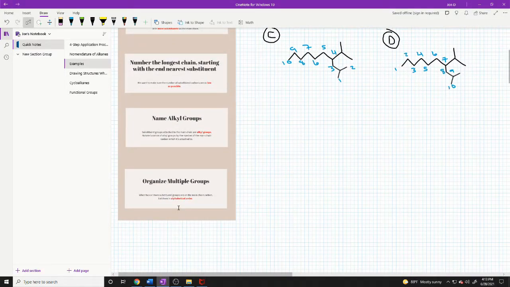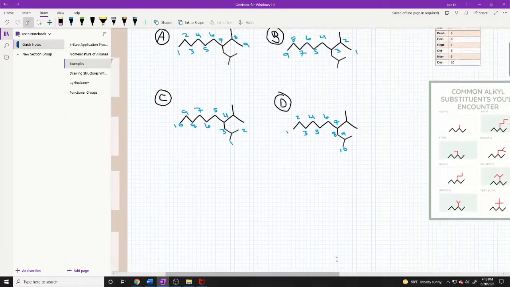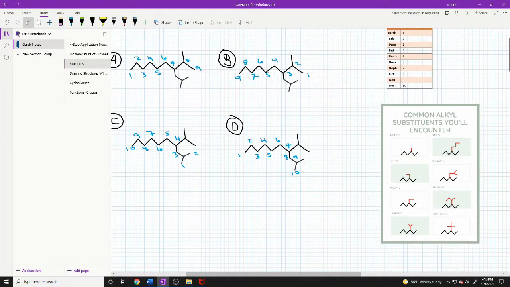And then the last step is to organize multiple groups. What you want to emphasize here is that it has to be in alphabetical order, and because isopropyl starts with an I, that comes before an M, and so the way that we write this would be 4-isopropyl-2-methyldecane.